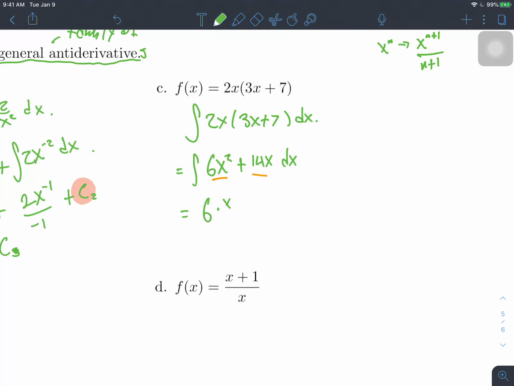Yeah, so it should be x cubed divided by 3 plus 14 times the antiderivative of x. Right now it has a power 1 on it. If I raise that by 1, then I'll have x squared, and then I should divide by the new power. Finally, plus c. If you don't write the plus c, your answer is not correct. So make sure you write it.